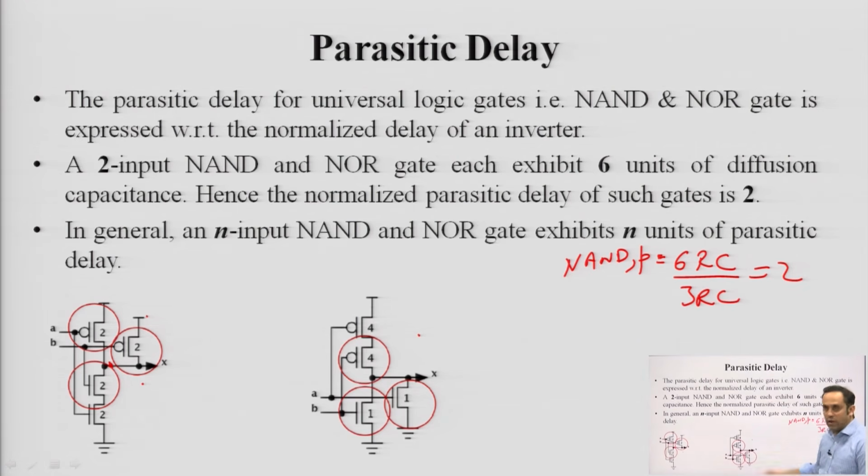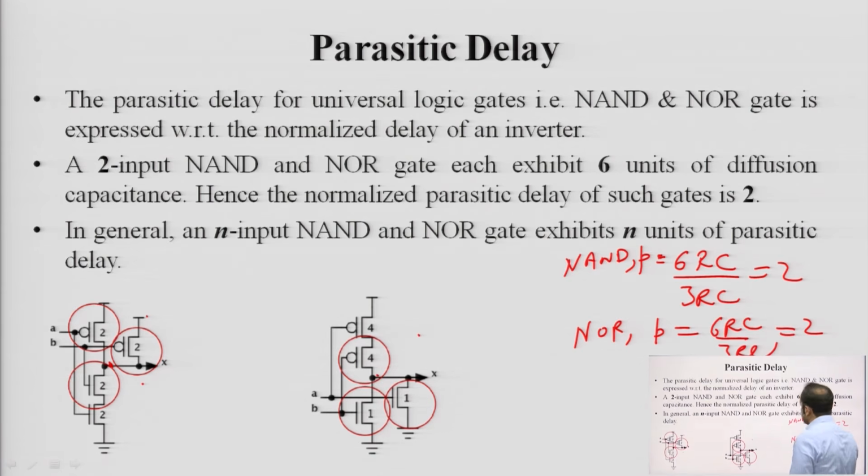Similarly, for a NOR gate, this PMOS is connected to the output node, these 2 NMOS are connected to the output node, but this PMOS is not connected. This is basically connected to a constant power supply VDD. So, for a NOR gate, I am going to get 4 plus 1 plus 1, 6 times RC of diffusion capacitance at the output node. If I want to normalize, I divide by the parasitic delay of an inverter, and I am going to get 2 units.